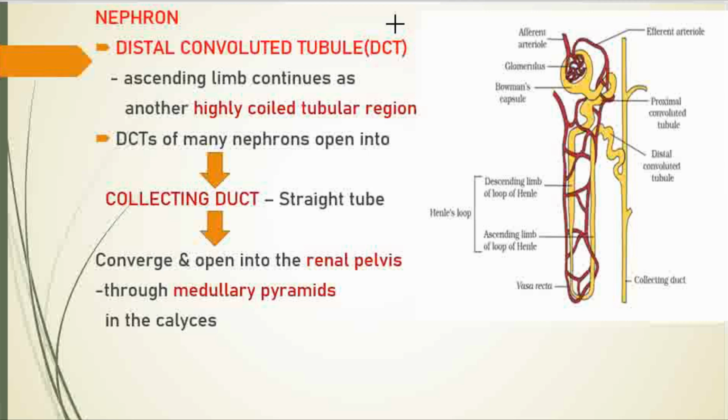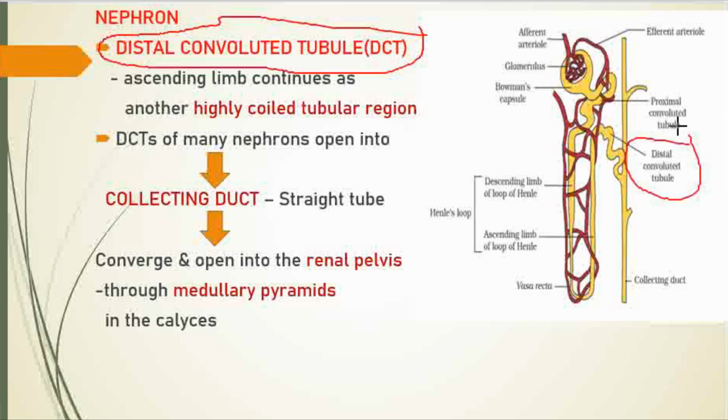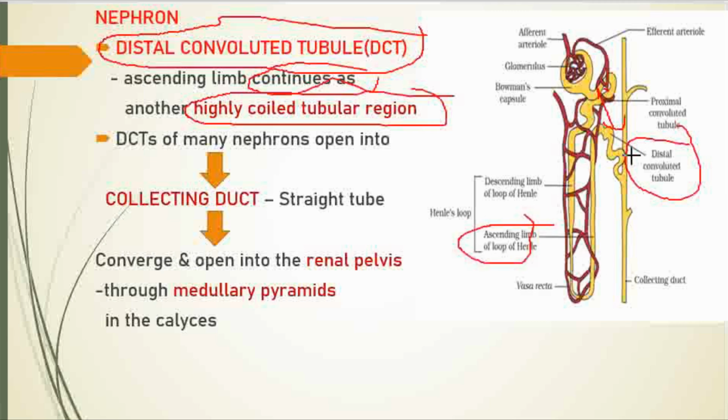So distal convoluted tubule. First we saw about the proximal convoluted tubule, this is the distal convoluted tubule. This is from distantல இருக்கு, அந்த point of attachmentல இருந்து கொஞ்சம் தூரமா இருக்கனால we call it a distal convoluted tubule. So the ascending limb continues as another highly coiled tubular region which is known as the DCT. So in this highly convoluted tubular region, இந்த ascending limb அப்புறம் வரது தான் இந்த distal convoluted tubule. இந்த DCTல நிறைய nephrons, like this is a single nephron. Like this we will have many nephrons, and they open into a collecting duct.